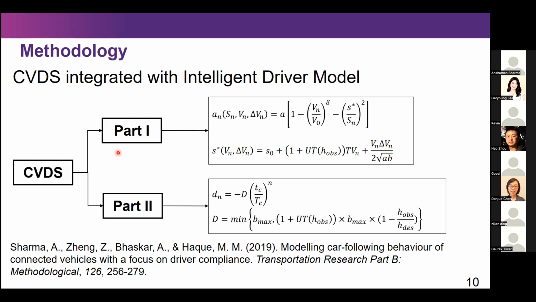So what CVDS does is, I have divided the CVDS into two parts, part 1 and part 2. Part 1 takes care of this continuous information, let's say, for example, speed or spacing. Part 2 takes care of on-time event triggered or advanced event triggered information and how driver compliance can be incorporated. So I'm not going into details about this model because I'm not focusing on this particular study here, but one can go back to the study and see it for more details.